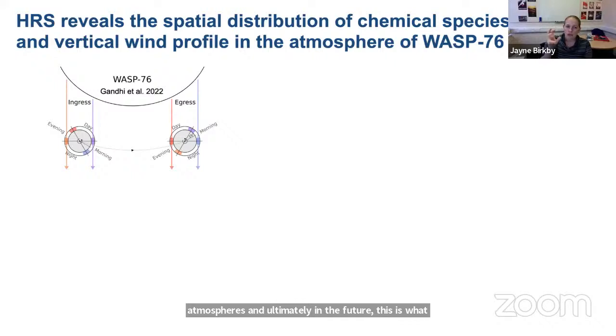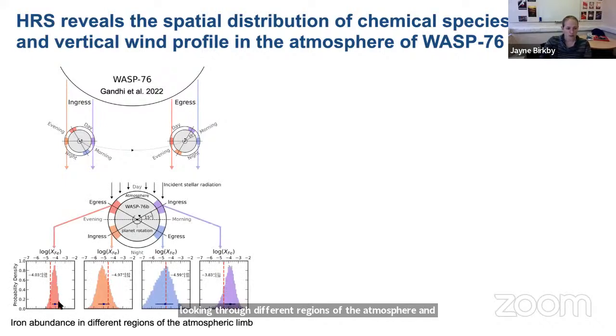Now, it's not just chemistry that we can learn about with high-resolution spectroscopy. We're actually sensitive to the line shape and the line position. And so anything that isn't accounted for by the Doppler motion of the planet's orbit can be an effect of the dynamics in the atmosphere itself. So, for example, here we're showing work from Sid Gandhi, who shows how, as you go through a transit, you're probing different parts of the atmosphere, and that your planet is going to rotate slightly as you go through the transit, and you're actually looking through different regions of the atmosphere. And if you have a look at the posteriors for the distribution of iron in this case, you can see that it's actually shifting depending on which region you're looking at.